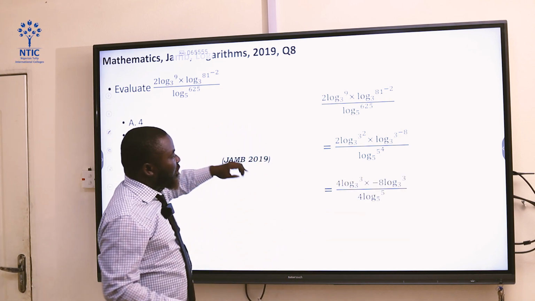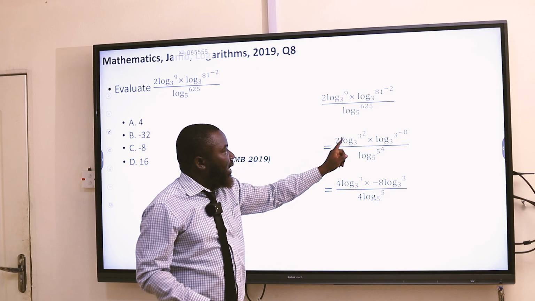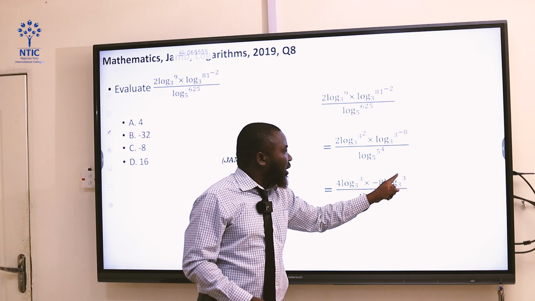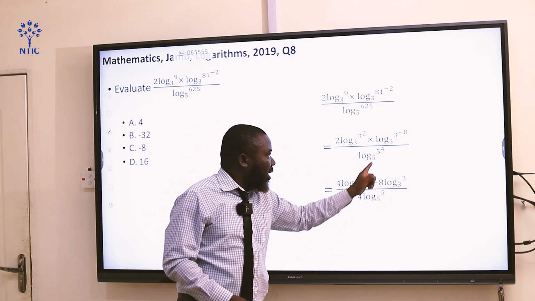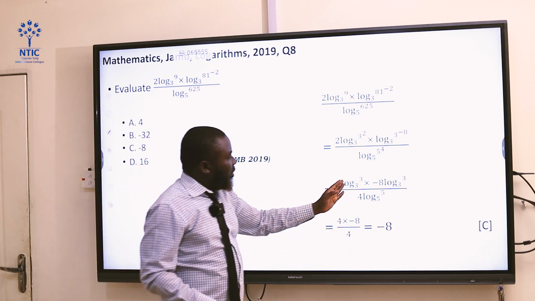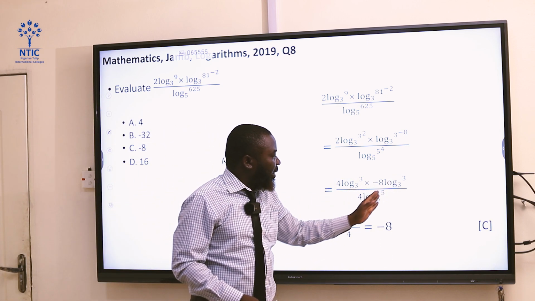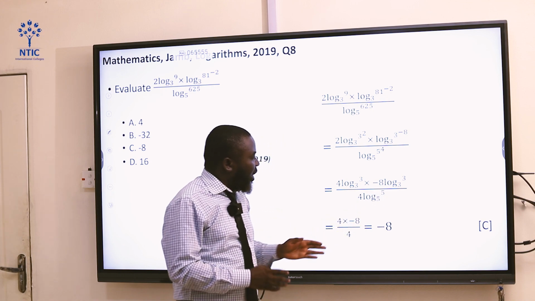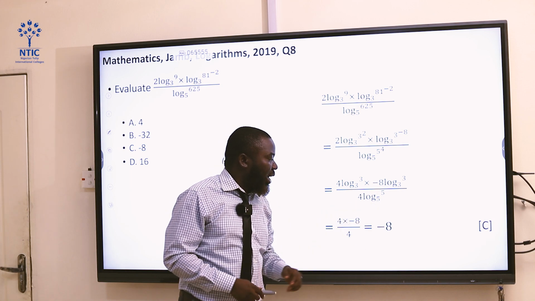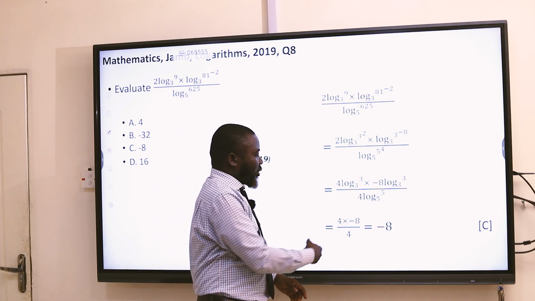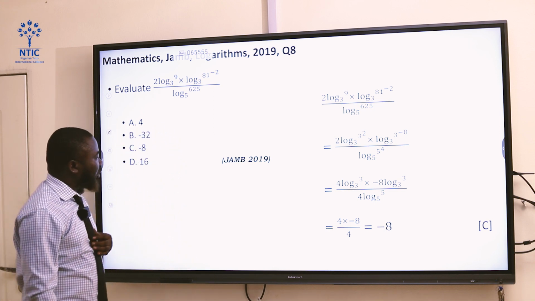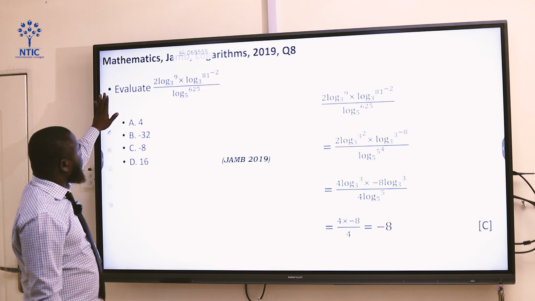Now, we're going to use the new powers that we have to multiply the coefficients. So 2 times 2 is 4, minus 8 times 1 is minus 8, and then 4 times 1 is 4. Now, since log 3 base 3, log 3 base 3, and log 5 base 5 are all equal to 1, we're now going to have 4 times minus 8 all over 4. Now here the 4 will cancel out 4, and our answer will be minus 8, which is option C.